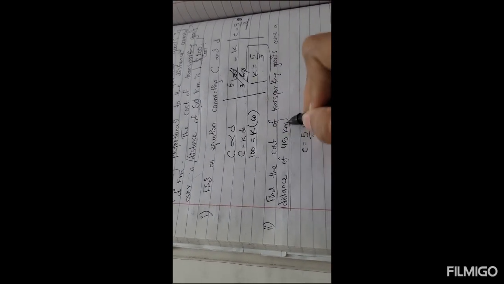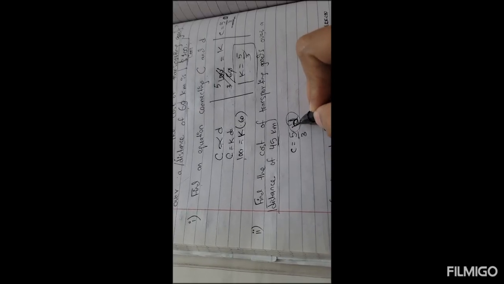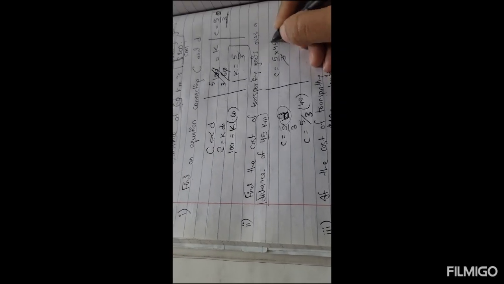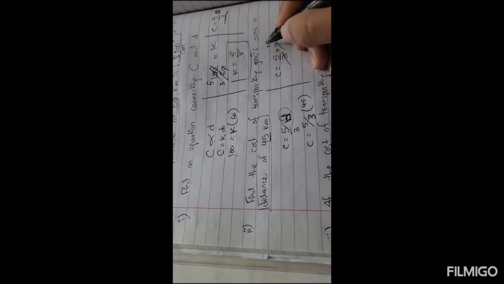Now the value of D is given over here, that is 45. So I am simply going to substitute it over here. C equals 5 upon 3 into 45, keeping in mind that this 3 is in the denominator. Now C equals 5 upon 3 times 45. Just cancel it out. 3 1s are 3, 3 15s are 45. And 5 into 15 is what?